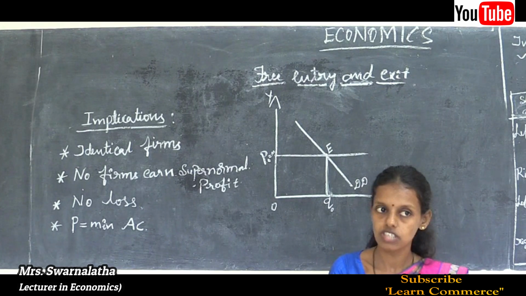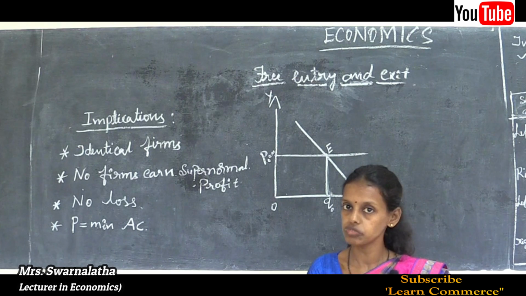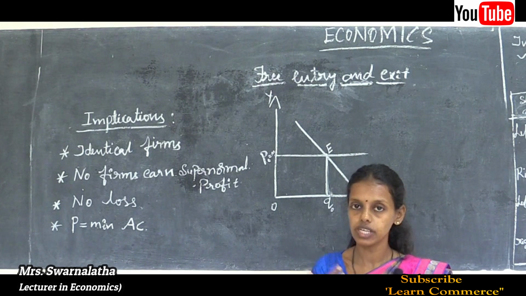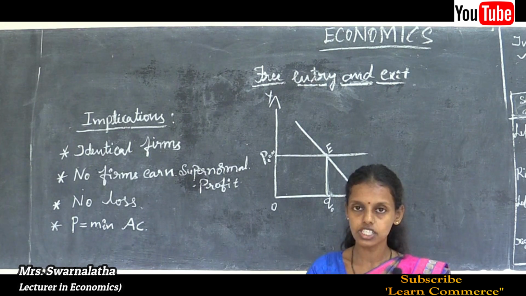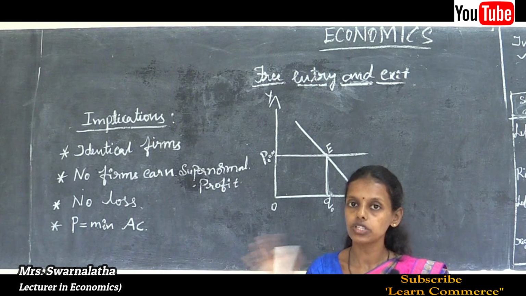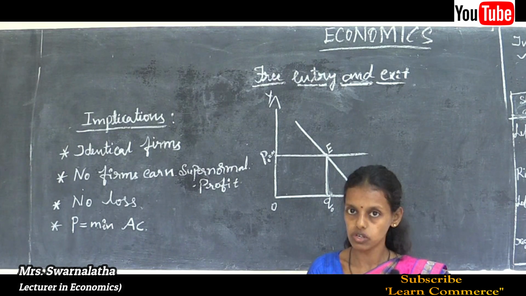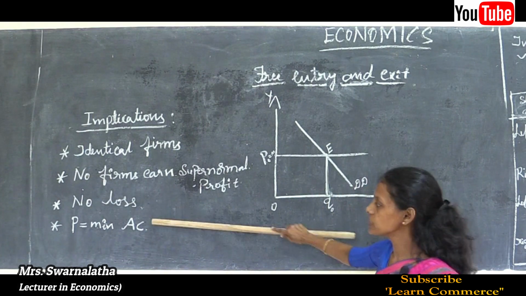Recall from the previous chapter what we studied, the conditions for profit maximization of the firm. That is condition 1, and condition 2 we studied under case 1, case 2, like that. So the first condition we studied is that price must be greater than or equal to the minimum average cost.